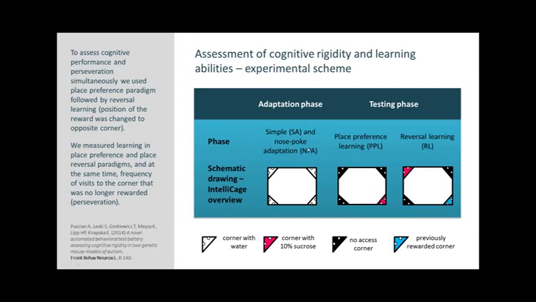Firstly, mice were adapted to the cage, then they were subjected to place preference learning, during which they had access to sweetened water in one of 4 corners, and then they had reversal learning. During this phase, sweetened water was moved to the opposite corner, but at the same time we recorded visits to the corner that was no longer rewarded. So we had a measure of perseveration.